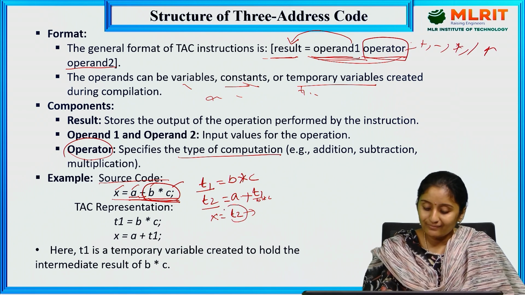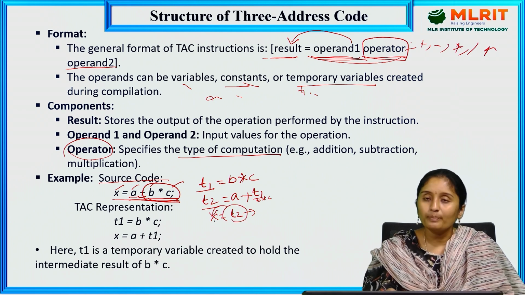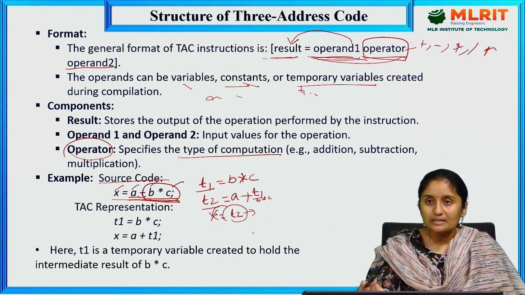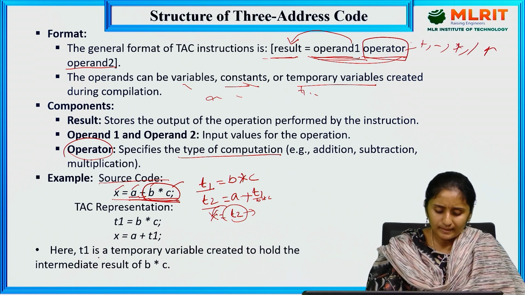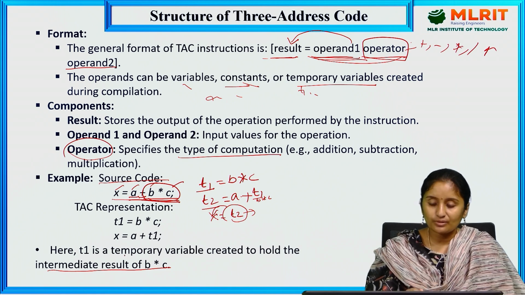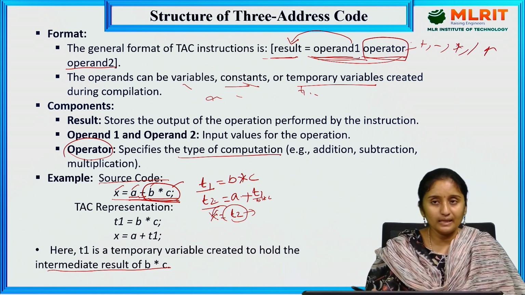The whole data which exists here, I am going to copy into some variable. So this is also valid in a 3 address code. We'll see that further. Here T1 is a temporary variable created to hold the intermediate result of B into C. We are going to store the result of B into C in T1.